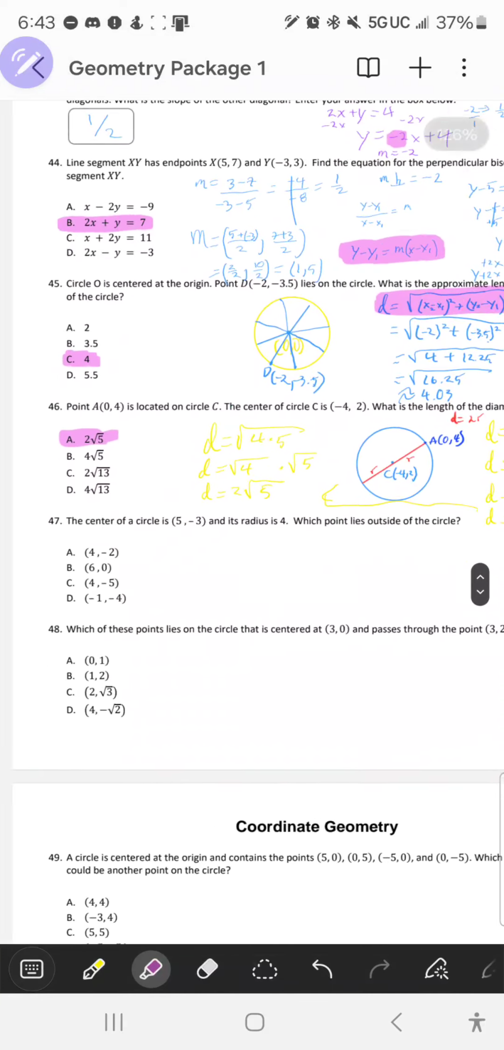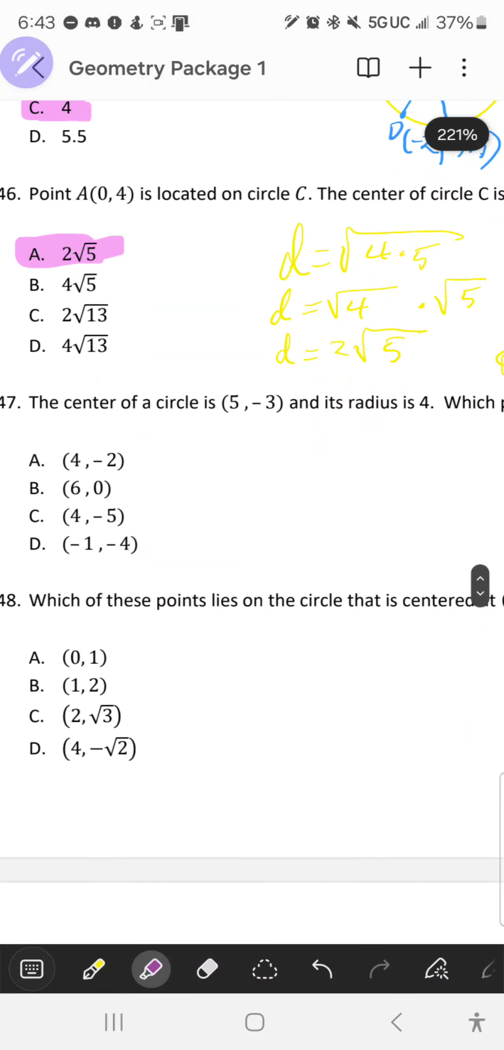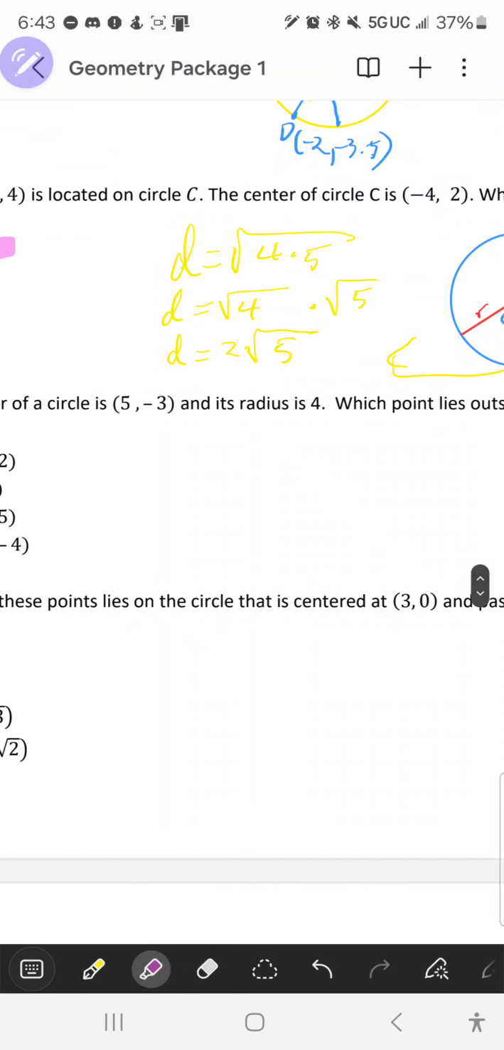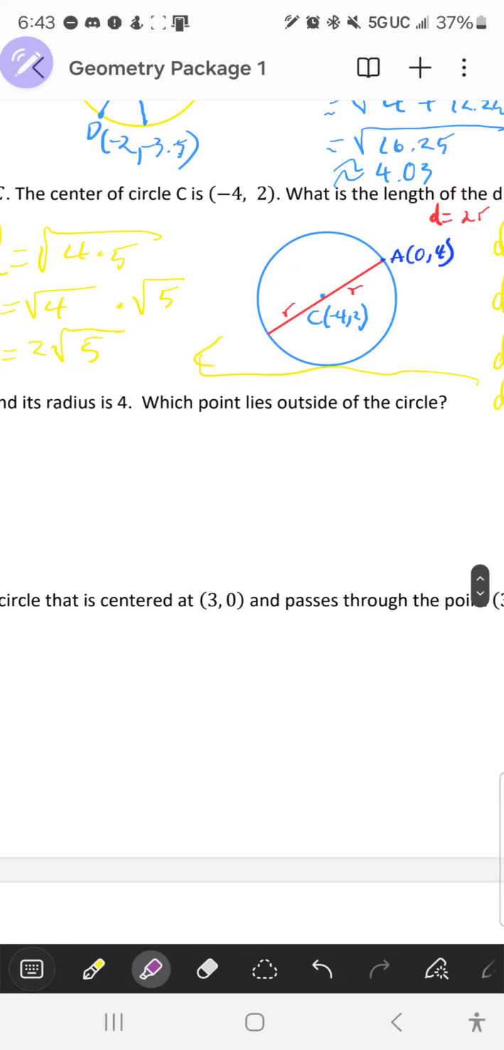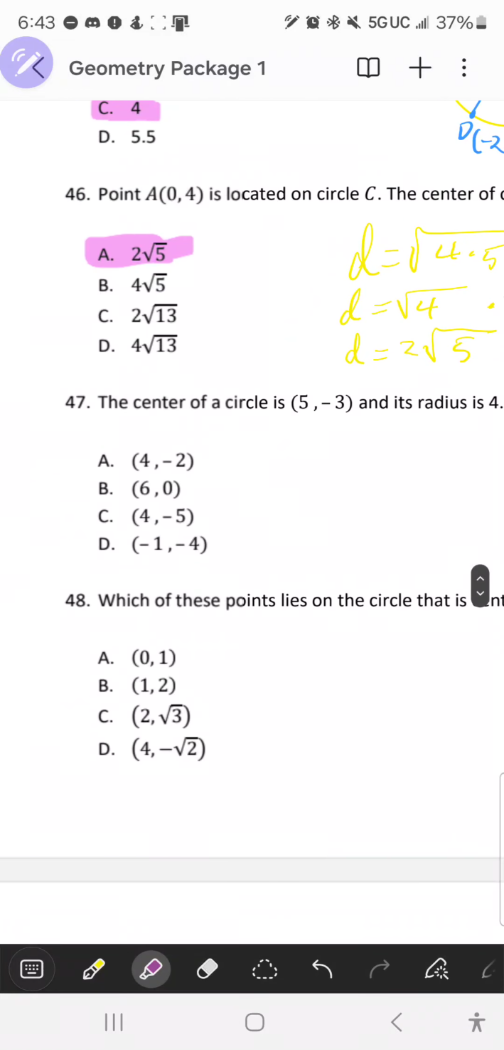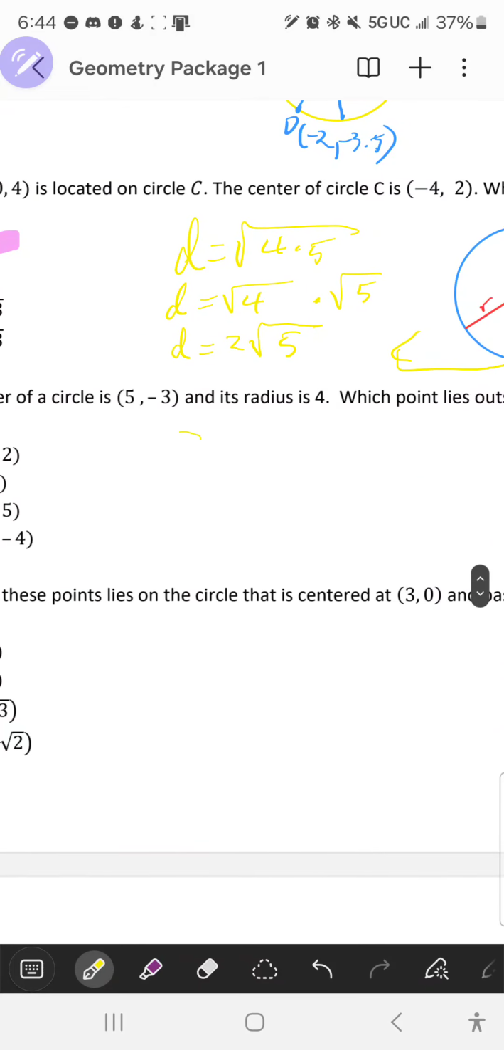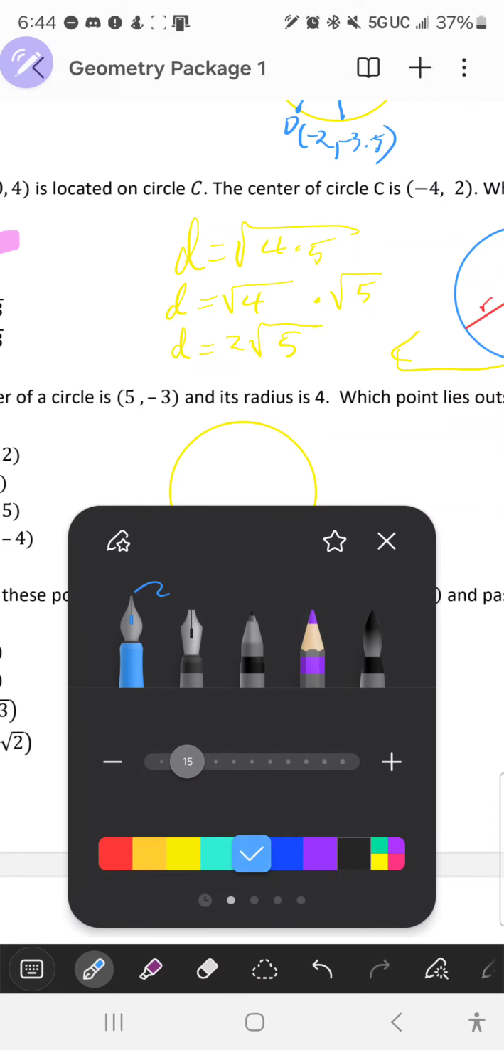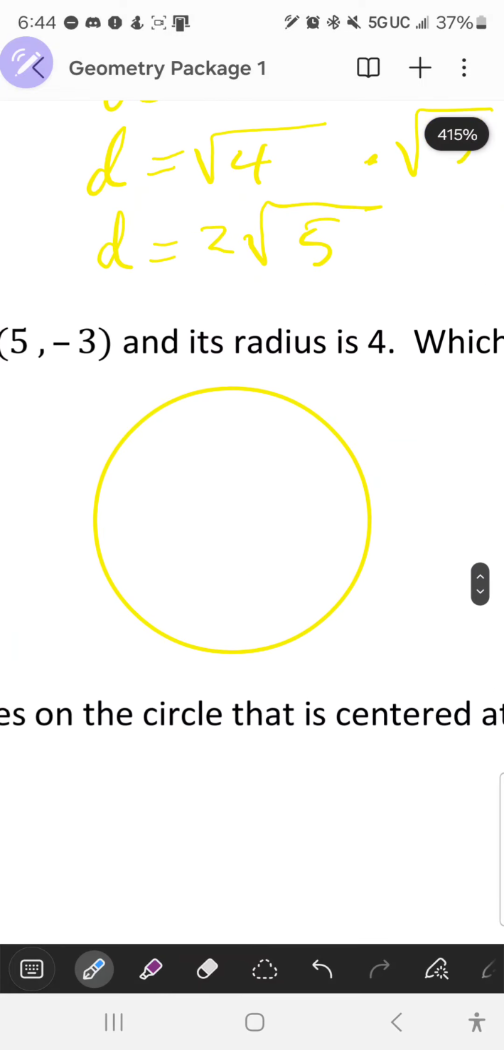Now, 47. The center of a circle is (5, -3), and its radius is 4. Which point lies outside the circle? Okay, this is quite easy, so I'm going to explain why, because it doesn't seem easy at first. If you're interested in applying to college, questions exactly like this appear on the SAT, so it's kind of useful to know.